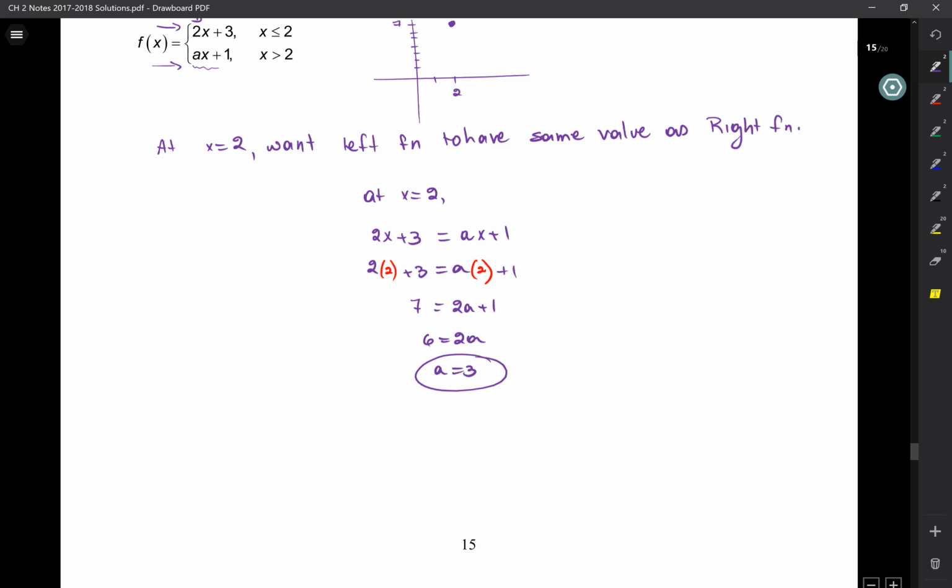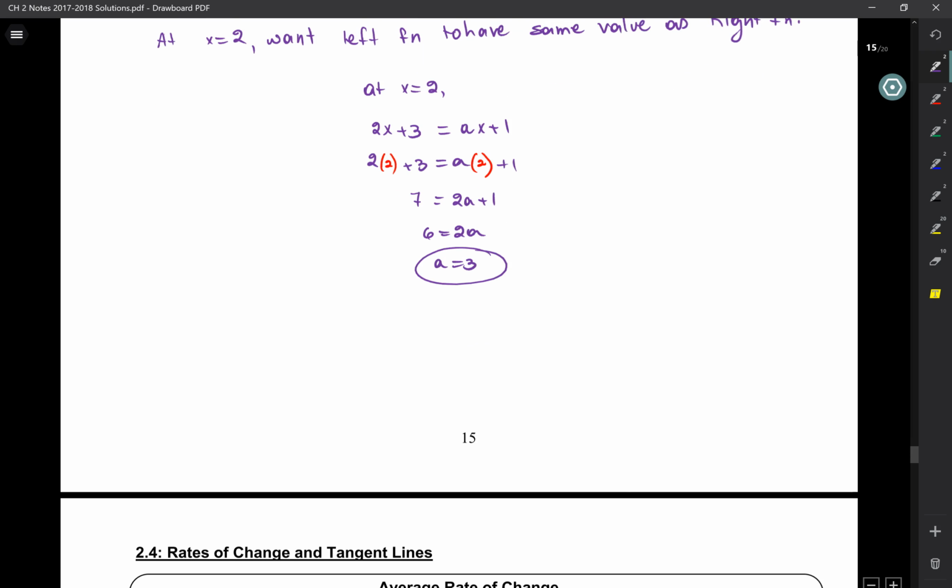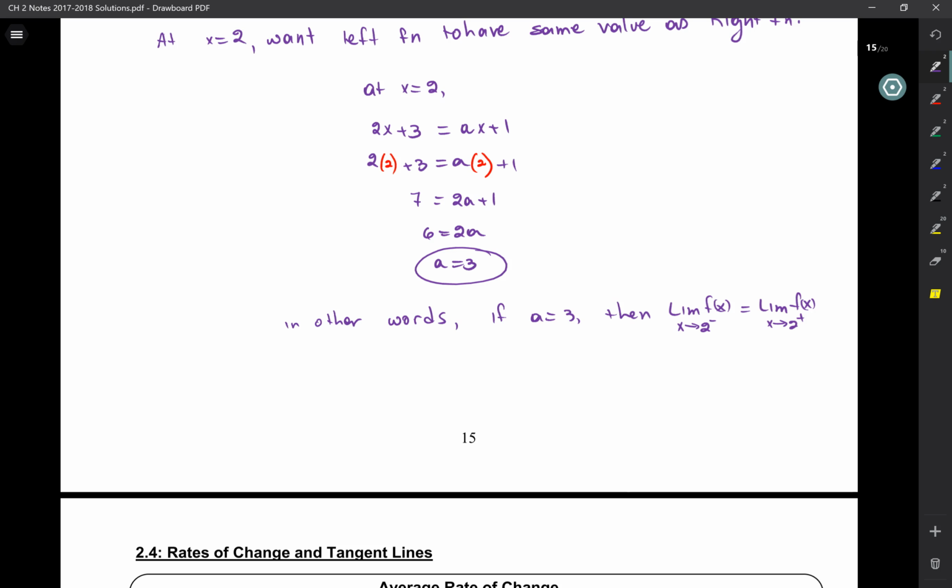So when a equals 3, in other words, in calculus words now, if a equals 3, then the limit of f of x as x approaches 2 from the left-hand side equals the limit of f of x as x approaches 2 from the right-hand side. And that is like so mathy. Okay?